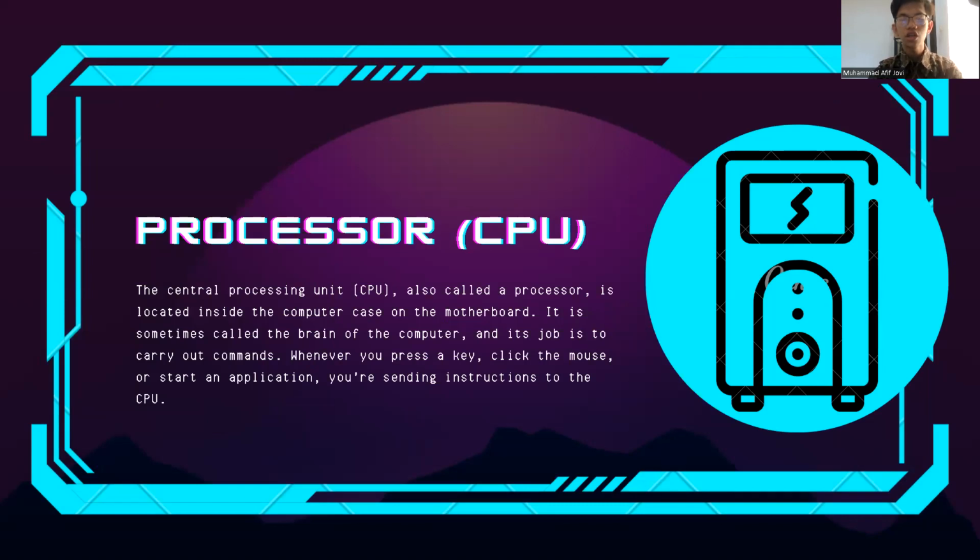Third, the processor or CPU. The processor is located inside the computer case and on the motherboard. It is sometimes called the brain of the computer. Its job is to carry out commands. Whenever you press a key, click the mouse, or start an application, you are sending instructions to the CPU.